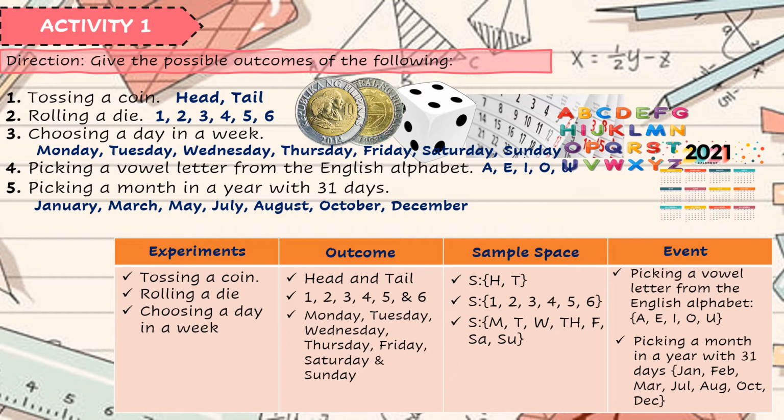So, kung mapapansin niyo kay event, nagkaroon tayo ng condition, 'di ba? Halimbawa, yung English alphabet, 'di ba? Ang English alphabet ay composed of 26 letters from A to Z. Pero, ang gusto niya lang makuha ay ang vowel letters, 'di ba? Same with number 5. Ang isang taon ay mayroong 12 months. Pero ang gusto niya lang kunin ay ang mga months na may 31 days. So, nagkaroon ng conditions. Ang tawag dito ay event.